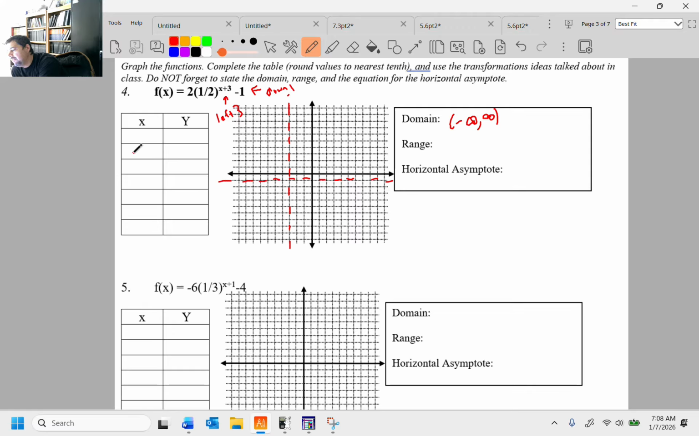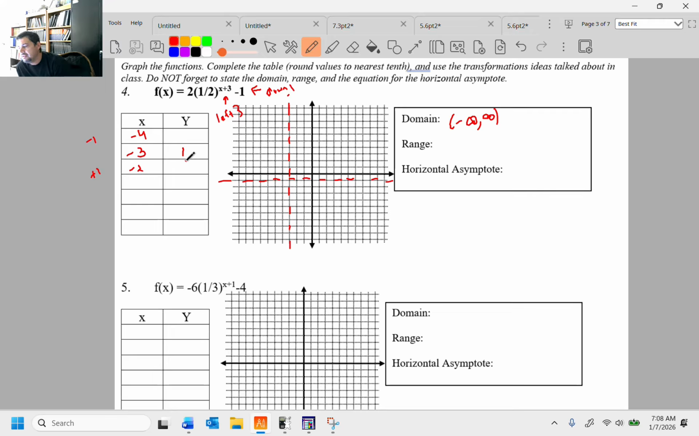Now, since I went left 3, my first x value that I'm going to use is, or I'm going to center my table around negative 3. If I take away 1, I have a negative 4. If I add 1, I have a negative 2. And those are the 3 numbers I'm going to plug in. The rest of it comes from knowing your shapes. So let's see, if I plug in a negative 3, what happens is this piece becomes a 0. Alright? Anything to the 0th power is 1. 2 times 1 is 2. Take away 1, you get 1.